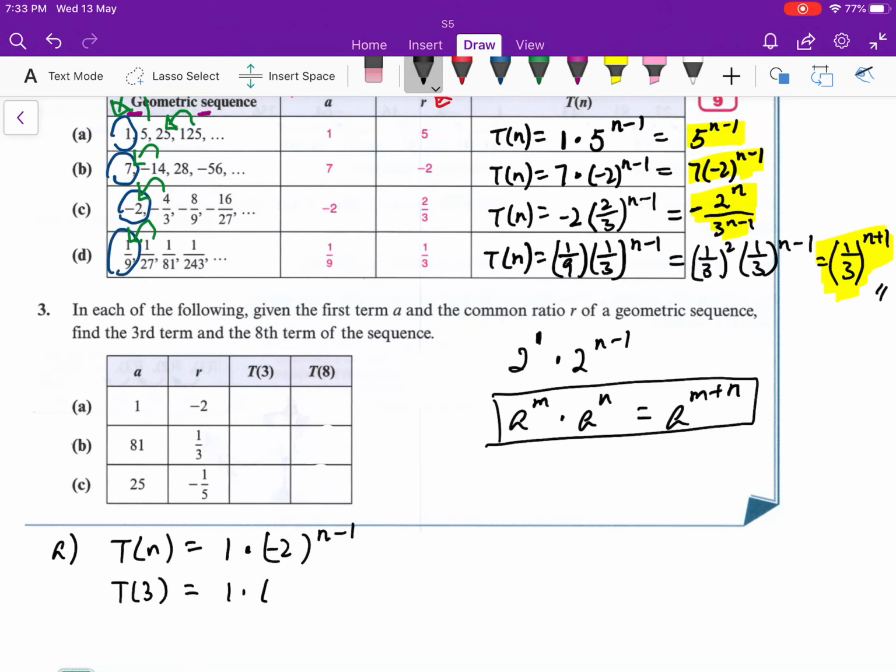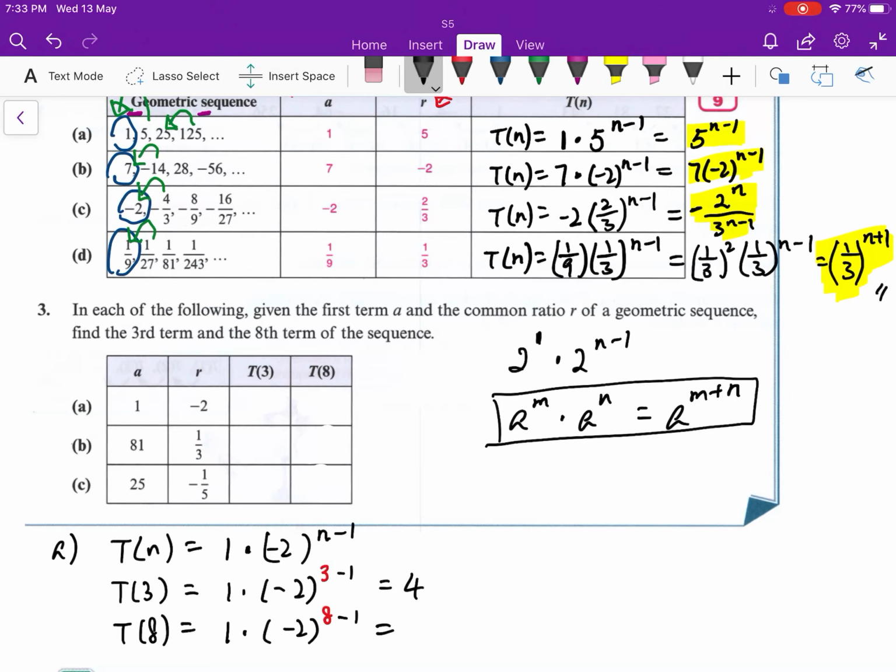Super easy. Do the substitution. All the n will become what? All the n will become 3 because we are doing substitution. After doing the substitution, 3 minus 1 is power 2, so actually it's 4. Same skill, we do T8. 1 times negative 2 to the power 8 minus 1. Using the calculator, you will find the answer, right? Same skill, finish all A, B, C, and then come back to check the answer.